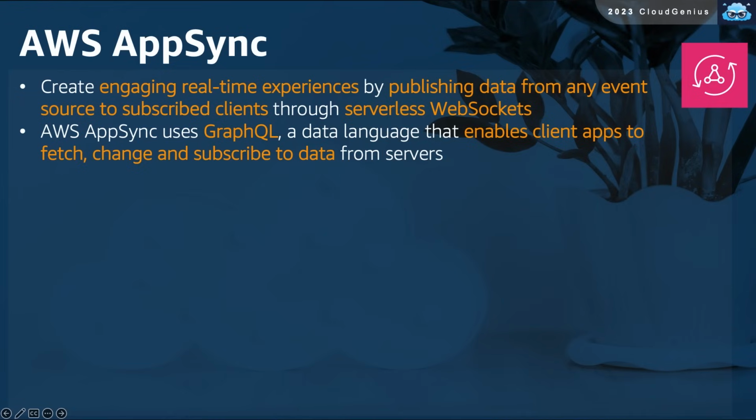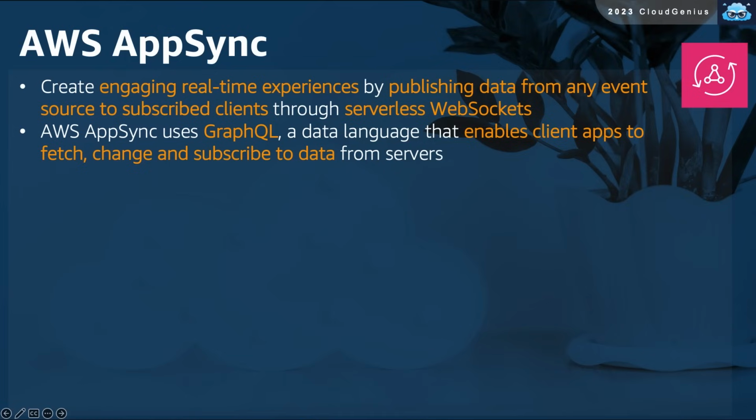AWS AppSync is a managed service by Amazon Web Services that simplifies the process of building scalable and real-time applications with GraphQL. With AWS AppSync, developers can create APIs that allow client applications to interact with data sources such as AWS DynamoDB, Amazon Elasticsearch, and other AWS services. The service enables real-time data synchronization, allowing client applications to receive live updates when data changes, providing a responsive and dynamic user experience.